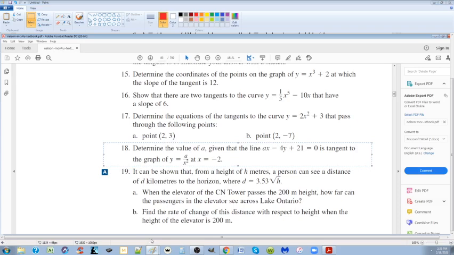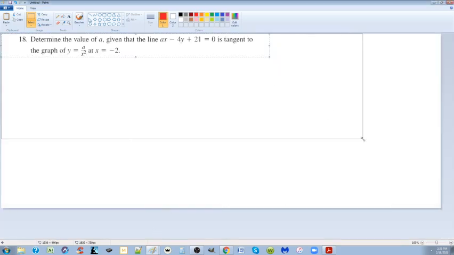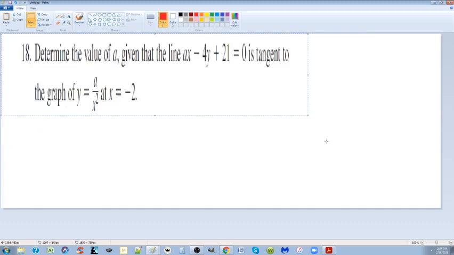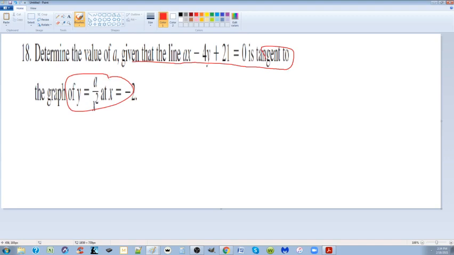They're going to get into missing components. So whenever they give you an A, it's very easy to panic. They're just saying it's an unknown number, and we're going to call it A. Given that the line is tangent to the graph at x equals minus 2. Okay, so we don't know the value of A here. We've got y is equal to A over x squared, so it's some number.